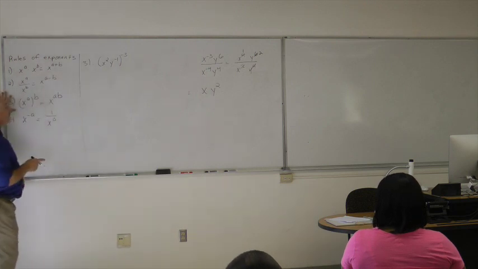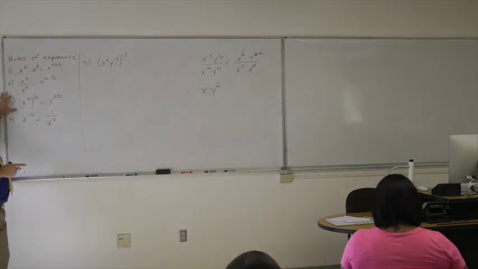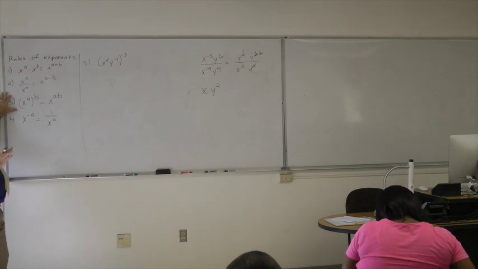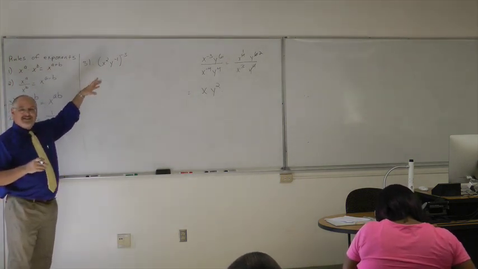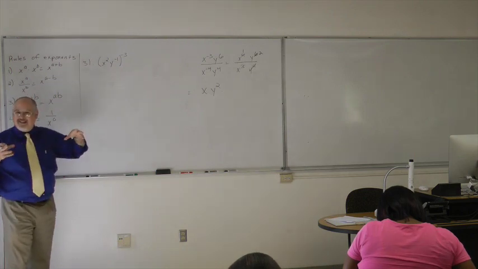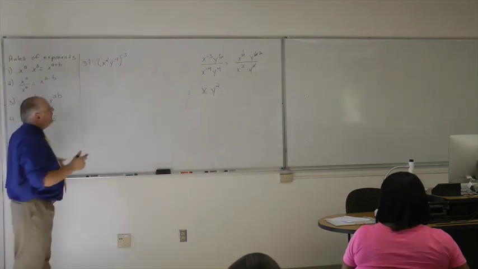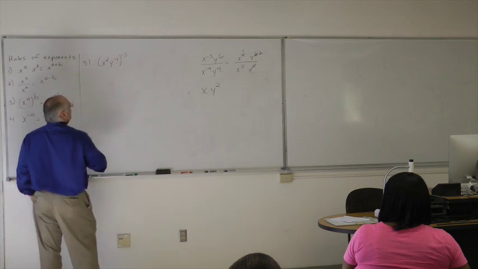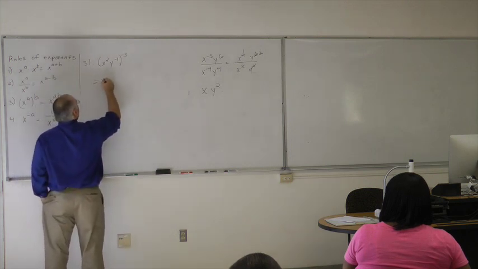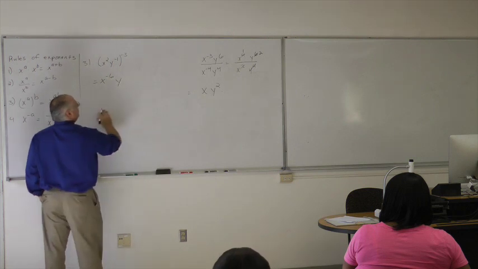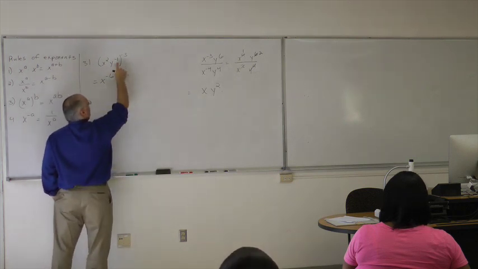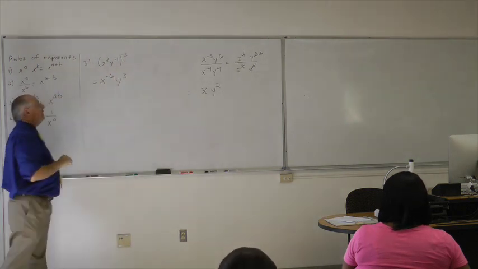I would apply rule 3 here, power to a power. I think that's always something good to do first because, wow, that looks ugly and funky. Let's get rid of that extra parentheses and that extra exponent. So when we multiply a power to a power, we get x to the negative 6, 2 times negative 3, times y to the third, right? Positive 3, negative 1 times negative 3.